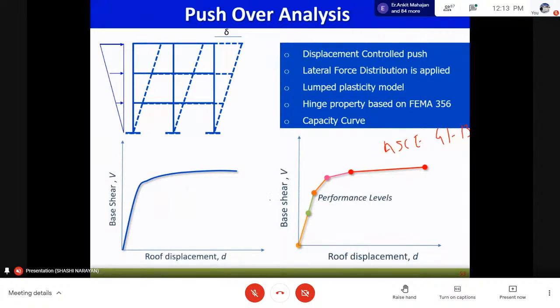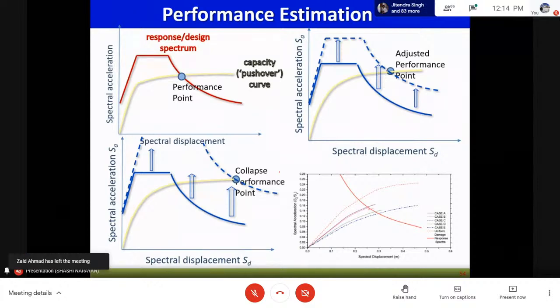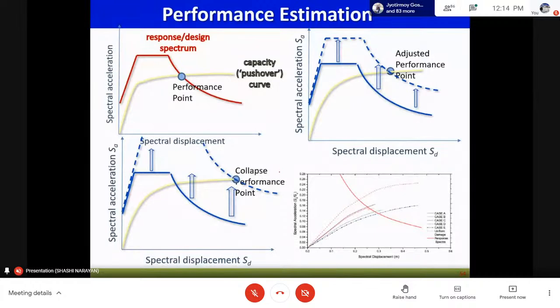And finally, we get a base shear versus roof displacement, and this is called a capacity curve. That is, here we are nowhere concerned with the demands. We are moreover trying to determine the capacity that the structure can sustain. And this capacity curve, once superimposed over the demand curve, that is the response spectrum curve, gives us a performance point. That is, this is the amount of displacement and the shear force that will come if an earthquake corresponding to this response spectrum hits the structure. That is, the structure is subjected to a response spectrum compatible earthquake. Then this is the displacement that we can expect, and this is the base shear that we can expect.